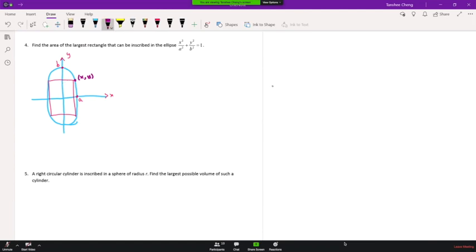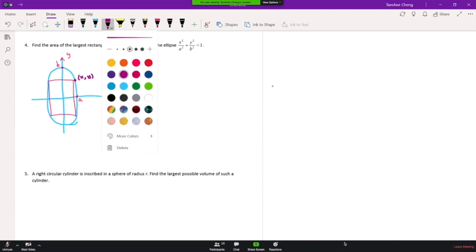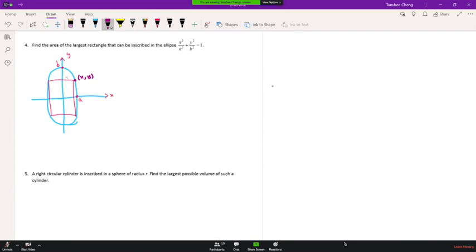Because I'm putting this point as x and y, this is my x distance, and this is my y distance right there. So that will help us write something from here on. Questions, difficulties before we move on?